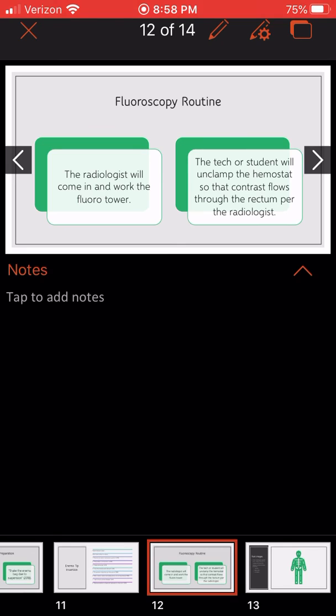Next will be the fluoroscopy routine when the radiologist comes into the room, and they will work the fluoro tower. The tech or student will unclamp the hemostat so that contrast flows to the rectum per the radiologist. The radiologist will then see how the contrast flows through the lower GI.